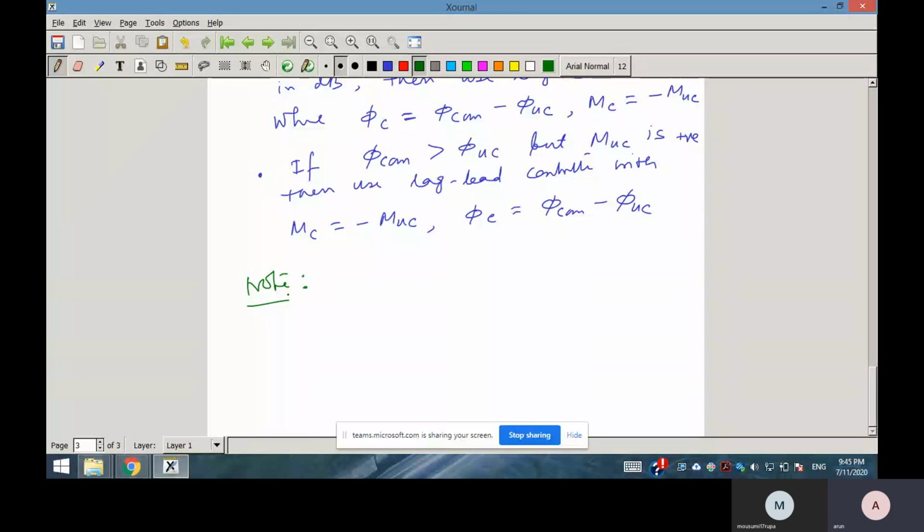So one note. I have said that here the gain cross frequency is given. Now in many cases, the gain cross frequency has to be chosen by the designer. So in that case, how will you choose the gain cross frequency? That is also important.